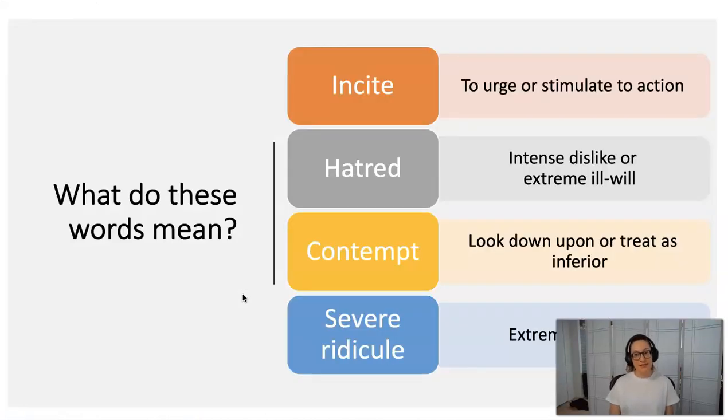So incite means to urge or stimulate to action. Hatred means intense dislike or extreme ill will. Contempt is to look down upon or treat as inferior, and severe ridicule is extreme derision. So the State Act applies to behavior that incites others to feel these things, hatred, contempt, or ridicule about the person because of their race, sexual orientation, religion, etc. Whereas the Federal Act is more about what it makes the person feel themselves.